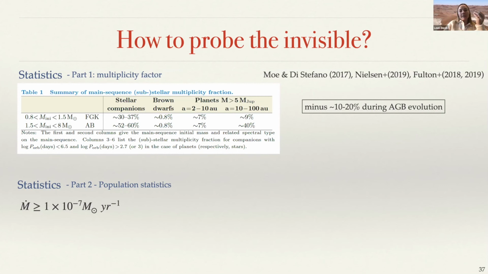Turn it around. 5 minutes left. Okay, thanks.